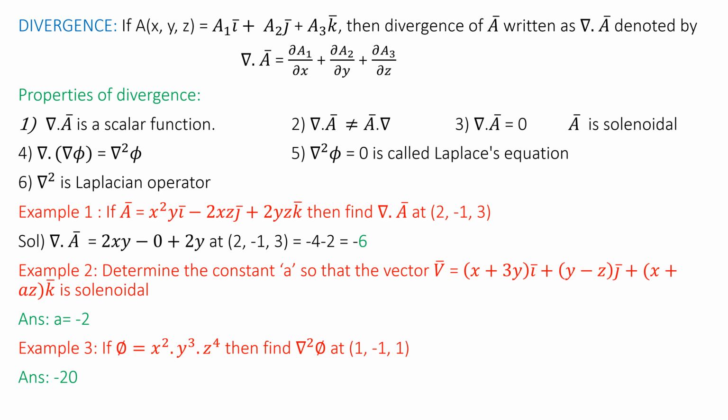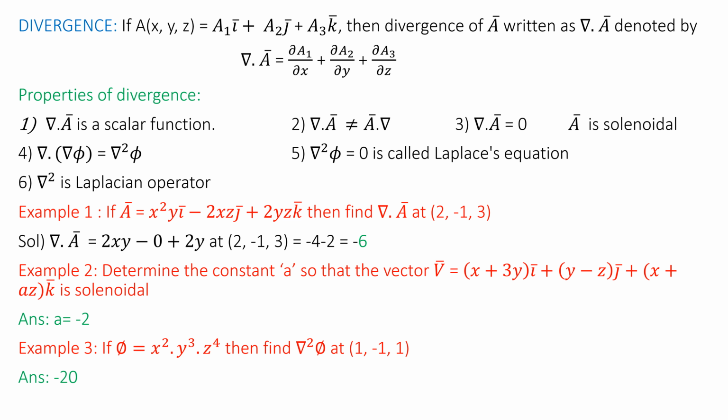After substituting the point P here, you will get 2 into 2 into minus 1, so minus 4, and 2 into minus 1, so minus 2. Minus 4 minus 2 is equal to minus 6. That is the answer. Now look at example 2.